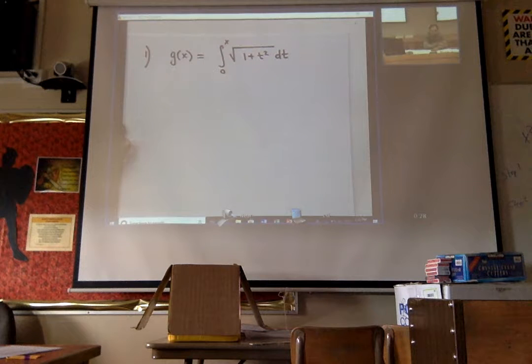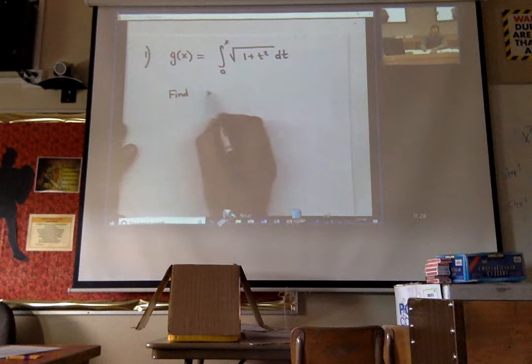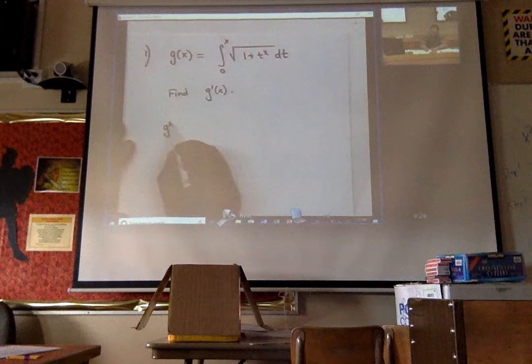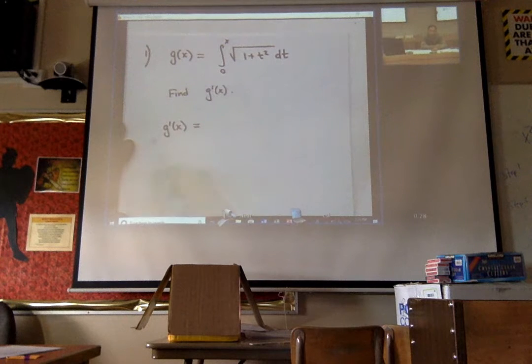All right? That's what we have. The next question, we need to find g prime of x. So here's my simple question. What is g prime of x? Based on the theorem.